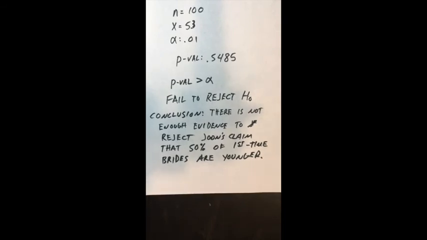All right, so because June's claim was a claim of equality, we can't say that we support her claim or we don't support her claim. We can only say if there's enough evidence to reject her claim or not enough evidence to reject her claim. In this case, because we failed to reject the null, we'd say there's not enough evidence to reject June's claim. So there's example number 3.